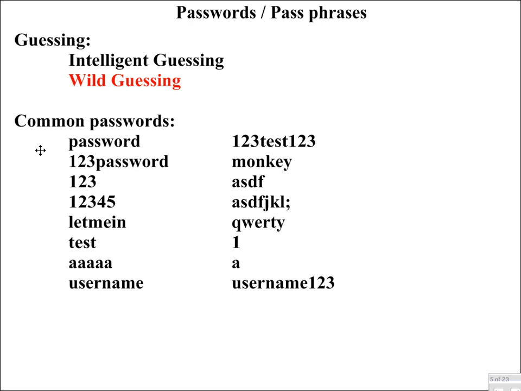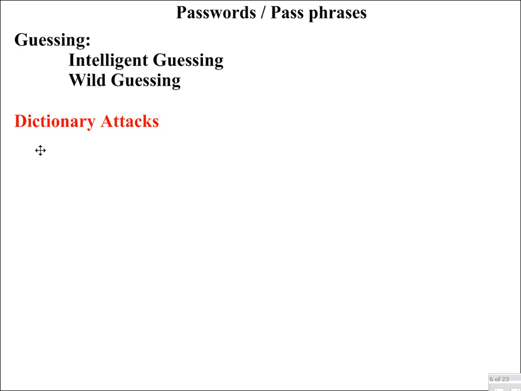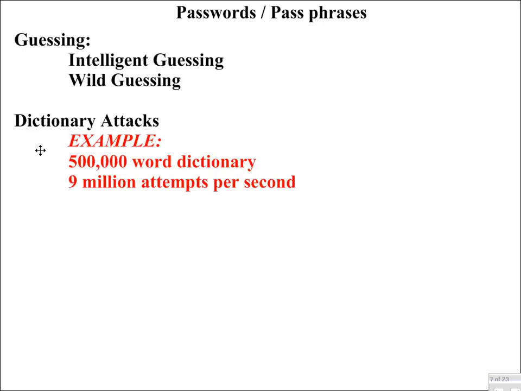So after the hacker goes through those, if he can't find anything there, he'll start a dictionary attack. Assuming that you set your password to just a word, which we're going to find out is a bad idea. We'll take for an example a 500,000 word dictionary, which is a pretty good sized dictionary. Any word that you can think of in general is most likely going to be in a 500,000 word dictionary. To work against that, we're going to use a cracker program that is capable of 9 million attempts per second. Now, this isn't a super fast machine. This is just a regular machine.